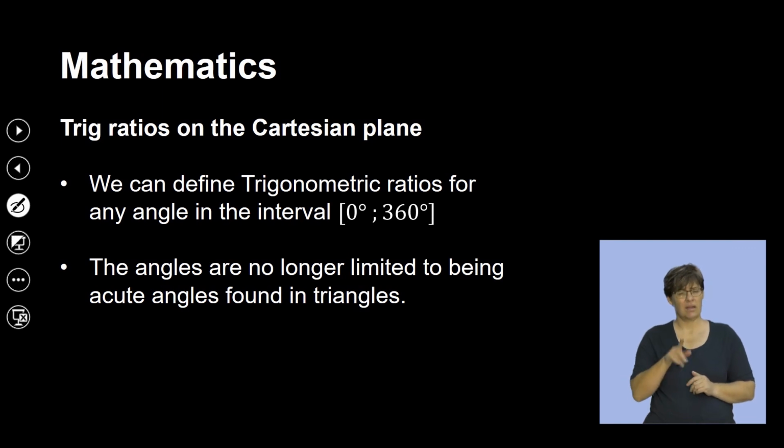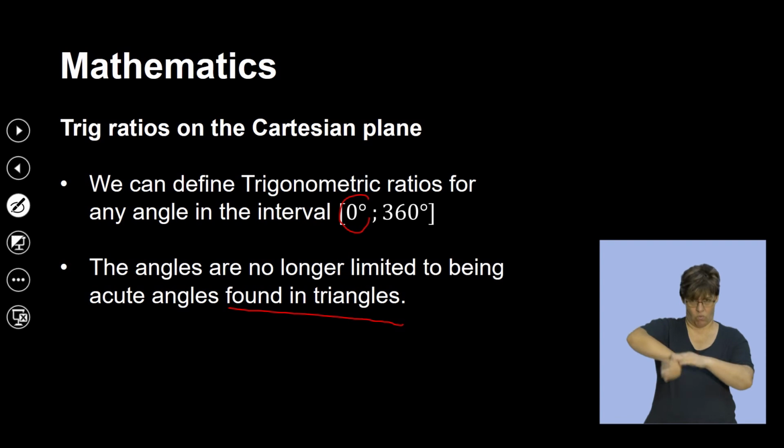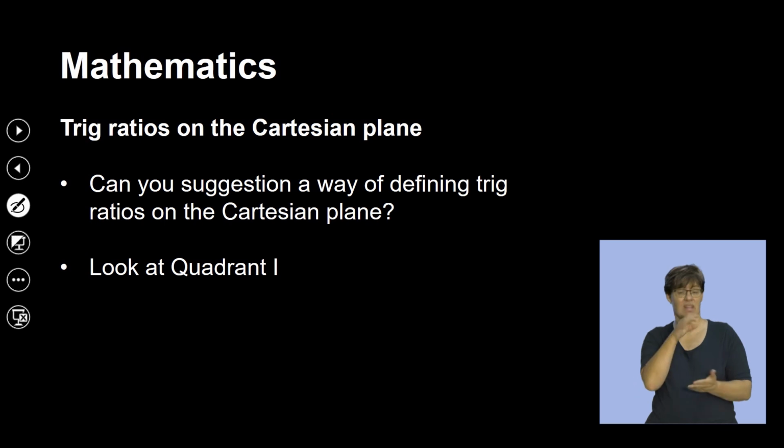Now, if we want to define these ratios, we define them for any angle in the interval 0 to 360 degrees, as I showed you on the Cartesian plane when I was plotting my values. The angles are no longer limited to being acute angles, which are normally found in triangles, but they can now move from 0 up until they get to 360 degrees. Can you suggest a way of defining trig ratios on the Cartesian plane? Let's look at maybe quadrant 1.